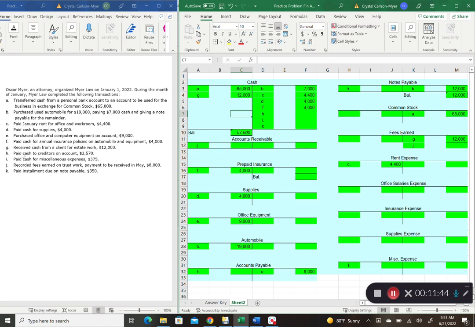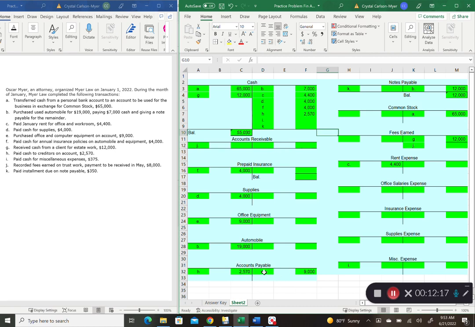All right. Part H, paid cash to creditors on account. So we had that accounts payable, remember, down here for $9,000. We're starting to pay that back. So in order to reduce a liability, you debit it. So I'm going to go ahead and reduce my liability by $2,570. And then I paid cash. So I paid cash of $2,570 to reduce my cash account. I would credit it.